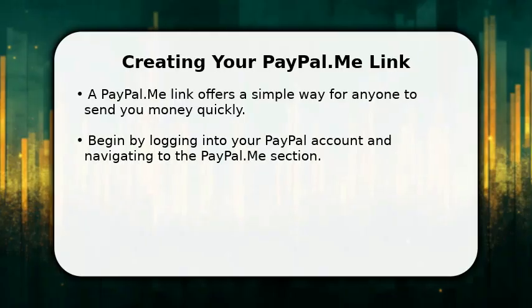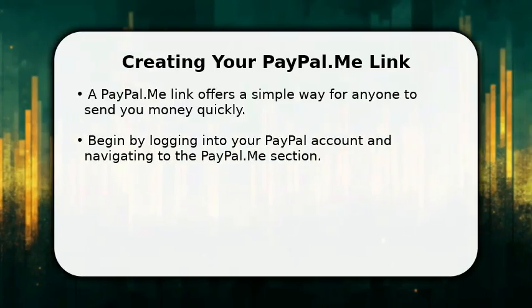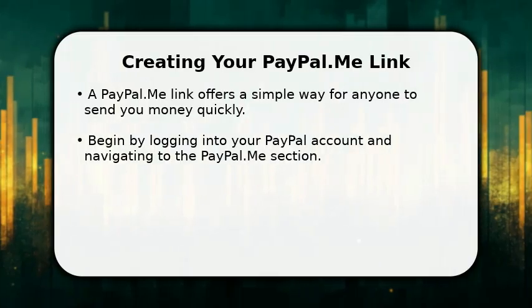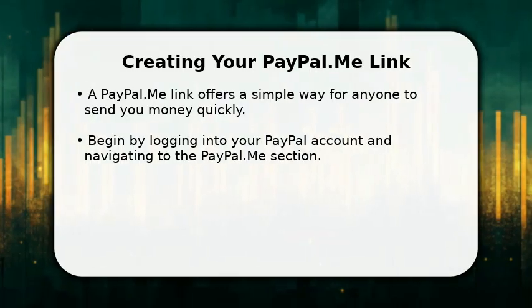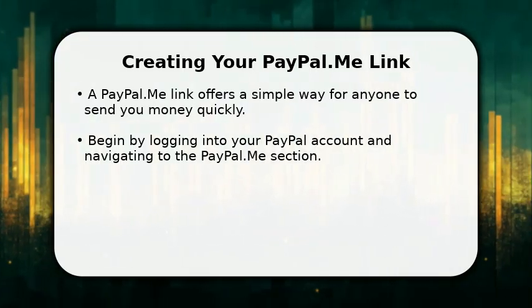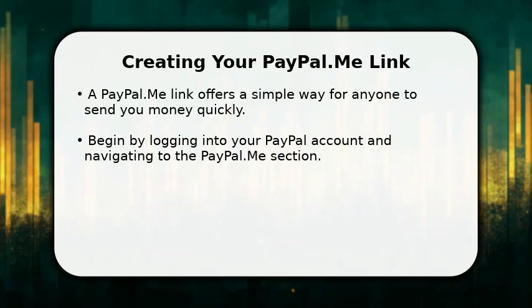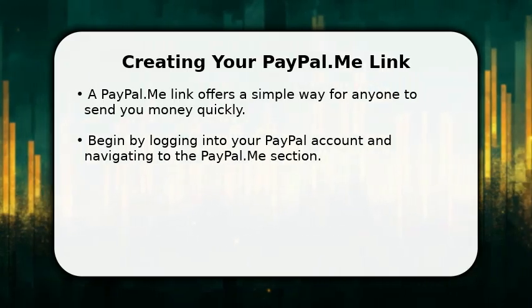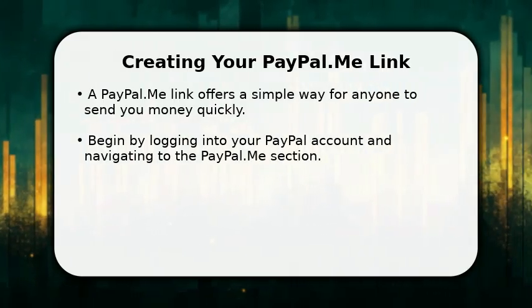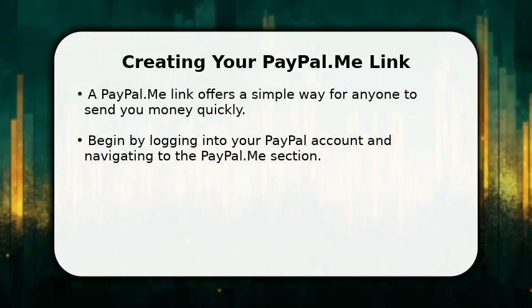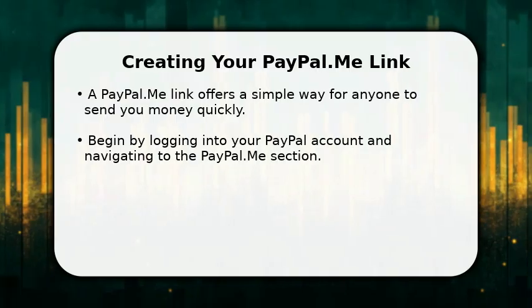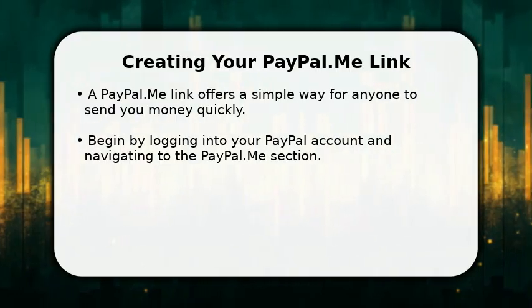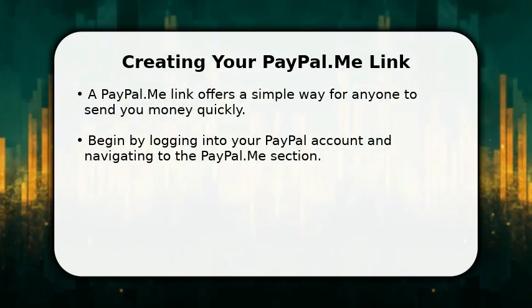Enjoy the video. In this video, I will show you how to create your very own PayPal.Me link. This personalized link makes it incredibly easy for friends, family, or customers to send you money with just a few clicks. To get started, simply log into your existing PayPal account. Once logged in, look for the PayPal.Me option, usually found in your account settings or directly on the main page. It's a straightforward process that takes only a few moments to complete.